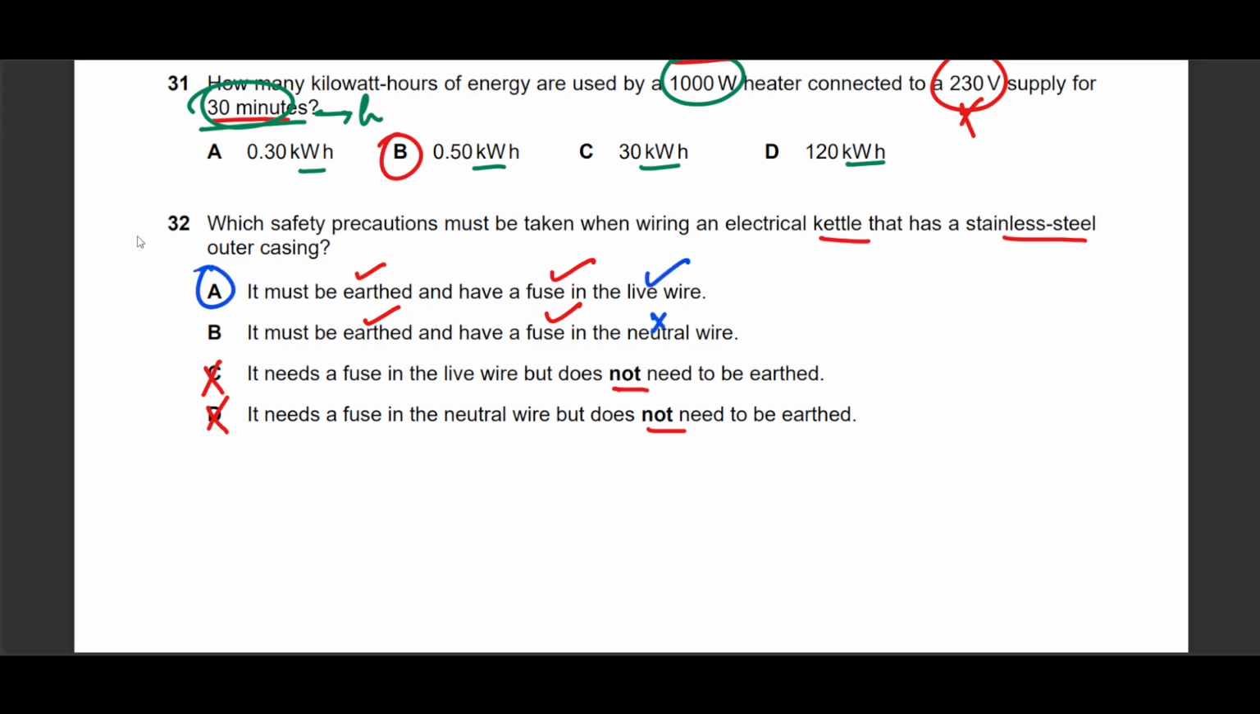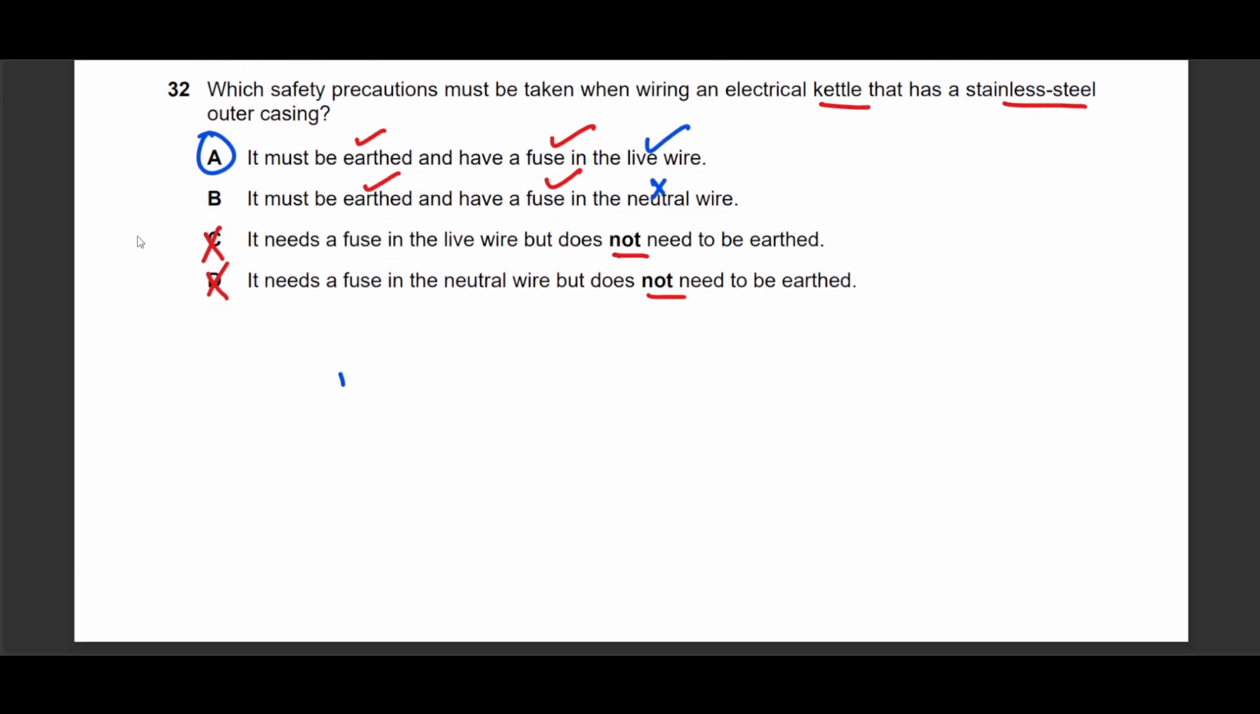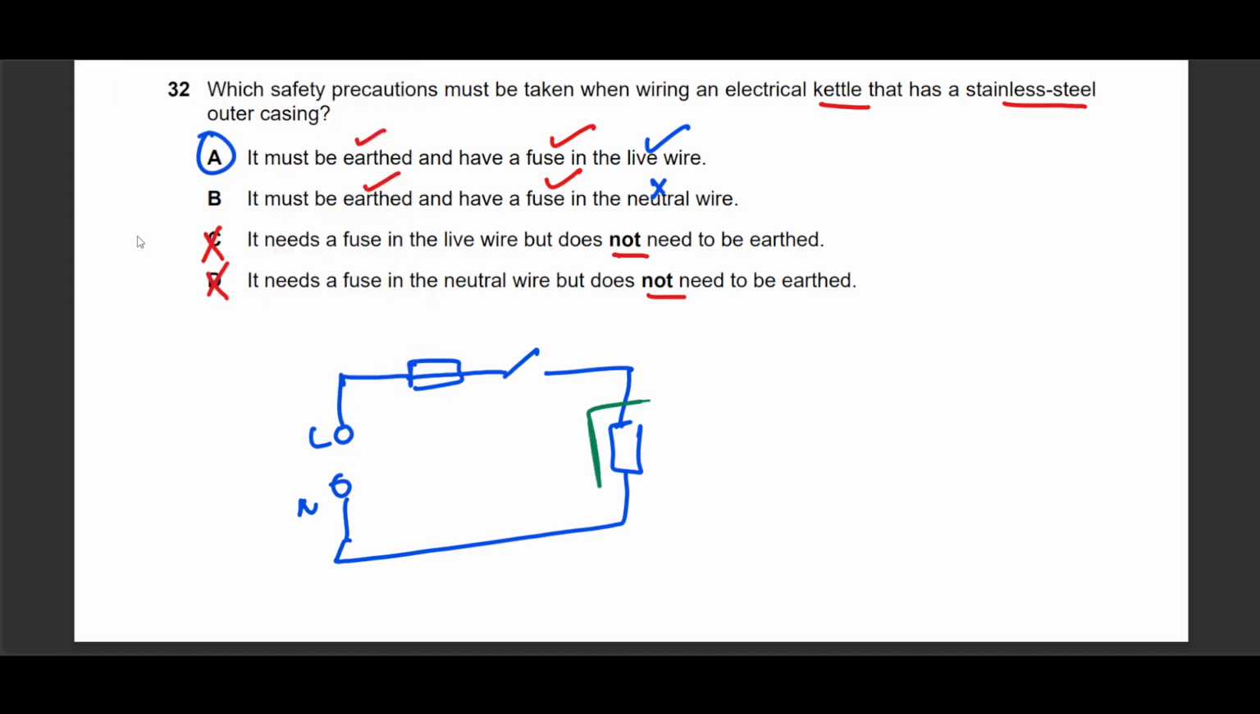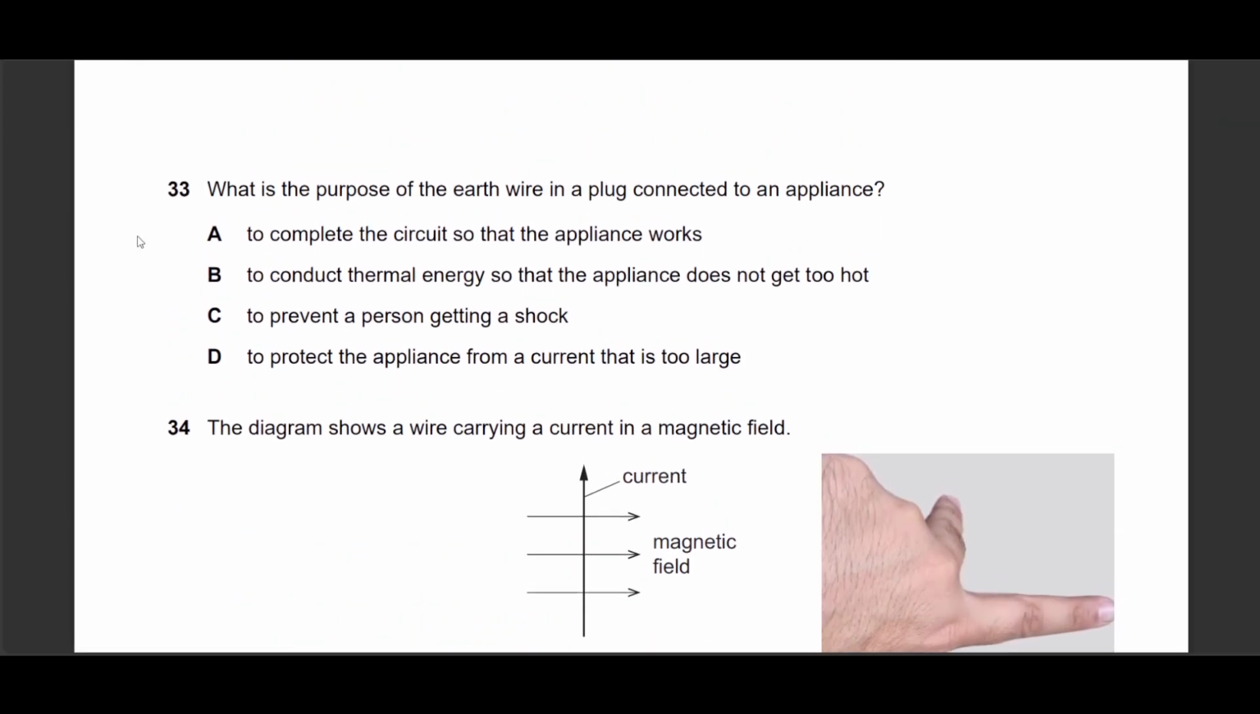So the best option is connecting in option A. Let's say this is the live connection, and this is the neutral connection. We need to have a fuse before it goes to the appliance. Let's add a switch over here. This is the appliance, let's say, and it goes to neutral. And the earth wire has to be connected to the metal body and then grounded. This is the perfect connection, right? A fuse in the live wire and the metal body grounded. If it had been a plastic body, then of course the earth wire can be eliminated. That is a double insulation case.